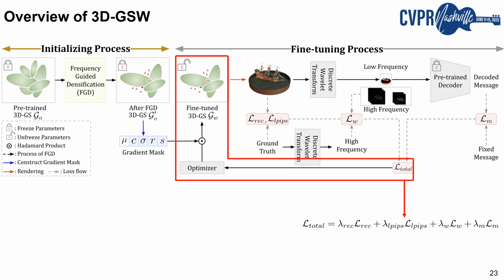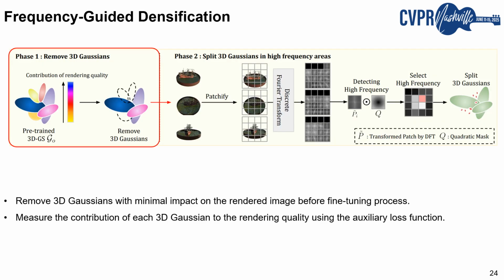3D-GS is optimized through the total loss, which consists of reconstruction loss, LPIPS loss, wavelet subband loss and message loss. The gradient is calculated with our gradient mask and then transmitted to 3D-GS. This is more detail about frequency-guided densification. FGD consists of two phases.